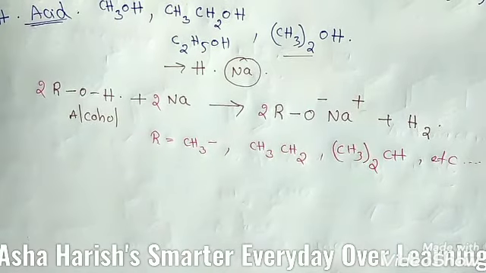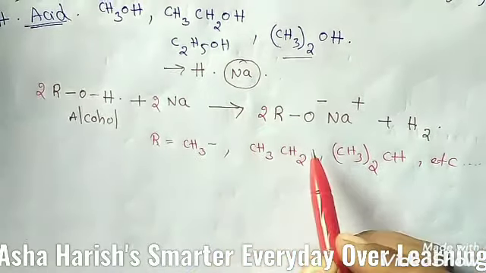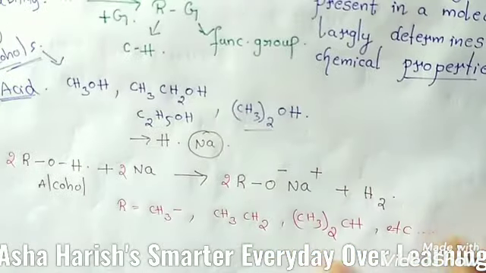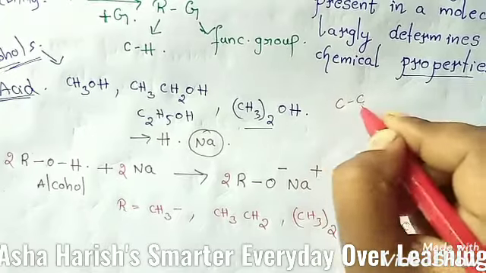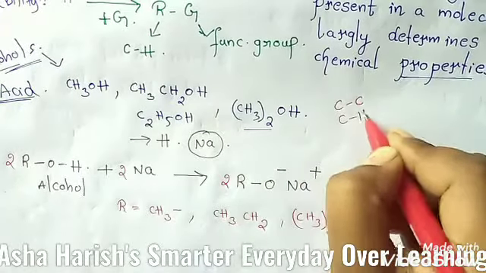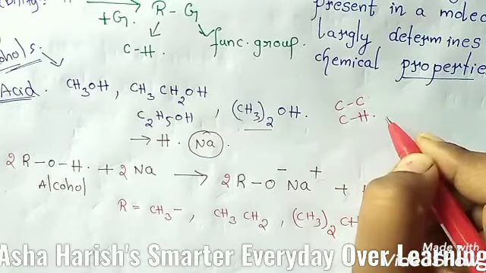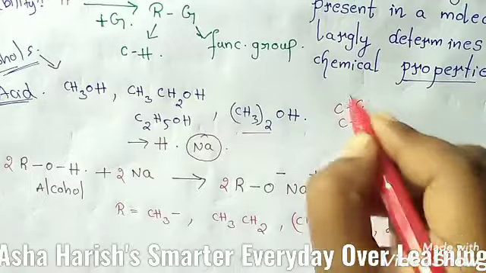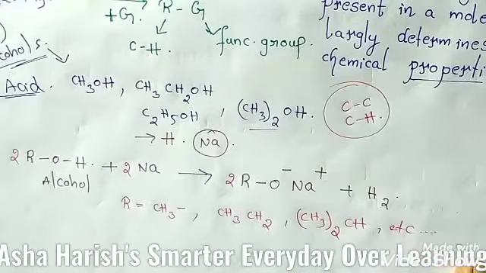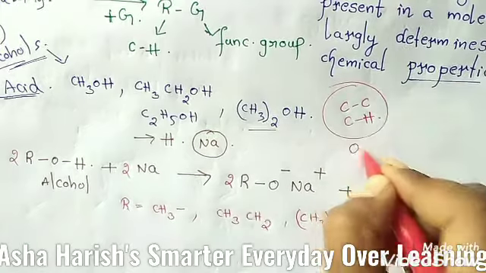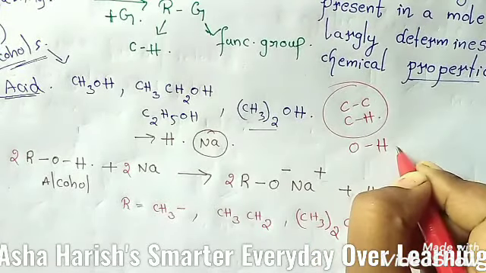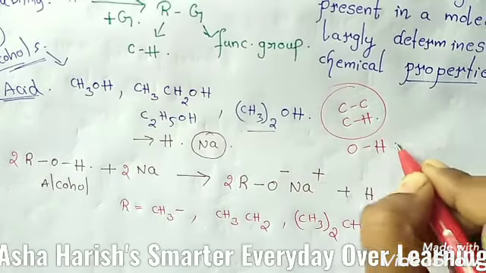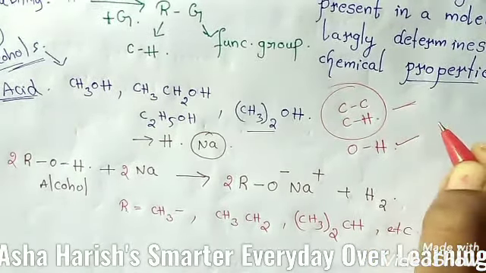Okay, and the reason for this similar chemical behavior is that of C–C, the carbon-carbon single bond, and C–H, a bond between a carbon and hydrogen. These bonds are very strong and hence do not break easily. In contrast, O–H, oxygen-hydrogen bonds, are weaker and hence reactive. These are weaker and these are very strong bonds.